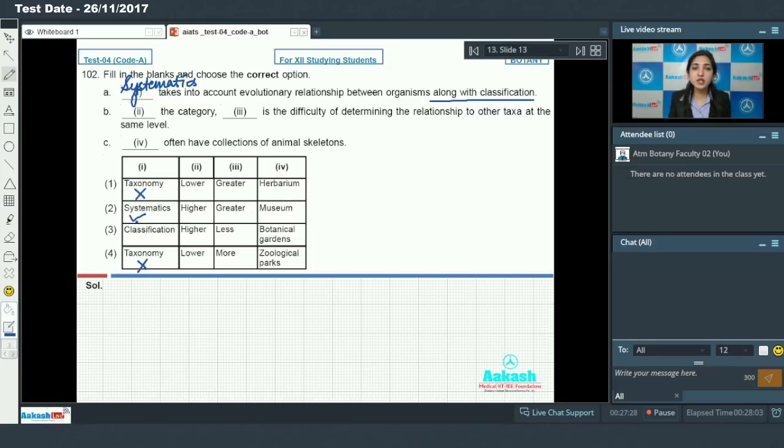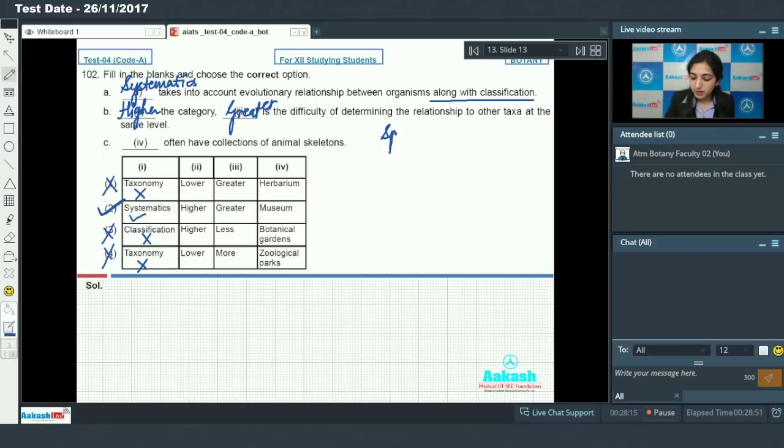Classification is the characterizing of organism on the basis of observable characters. So this is incorrect. So by this, option 1, 3 and 4th are ruled out. So we are left with option number 2, the correct option. Now we'll check for the other correct fill-ups also. Second, dash the category. Dash is the difficulty of determining the relationship to other taxa at the same level. Higher the category, greater is the difficulty in determining the relationship to other taxa at the same level.